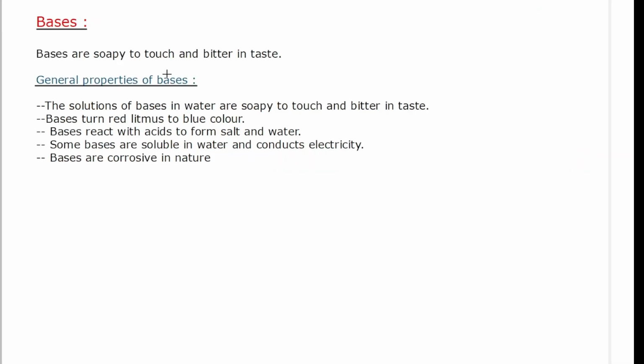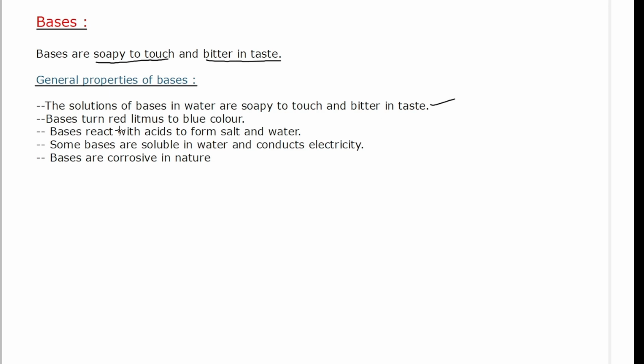Let's understand about the bases. In simple terms, bases are soapy to touch and they are bitter in taste. We will come to the clear definition of bases a little bit later. As of now, we know some of the common properties of bases, which you have learnt in your earlier classes also. What are they? Let's see here. The solutions of bases in water are soapy to touch and they are bitter in taste. The soaps which we use for cleaning purposes in our homes contain bases, because of which they are slippery to touch, and also these bases are bitter in taste. This is one of the common properties of bases.